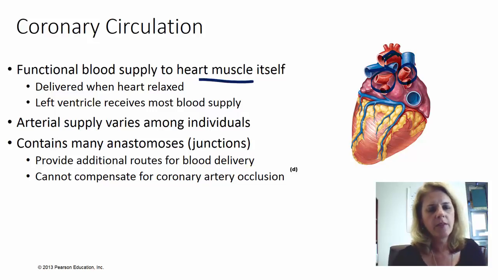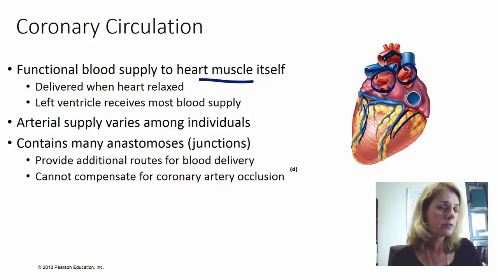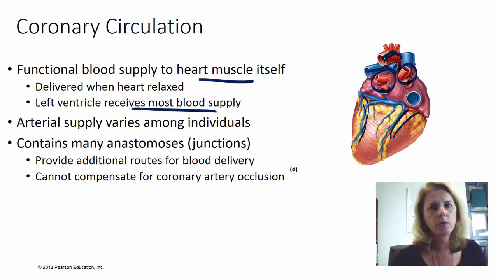This happens when the heart is relaxed. The heart contracts, and then when it relaxes, those vessels open up, and blood travels down these arteries and veins to the heart muscle itself. The left ventricle, because it's the bigger side with the bigger muscle, since you need a bigger muscle on the left side to pump blood all the way out to the rest of the body, receives most of the blood supply.